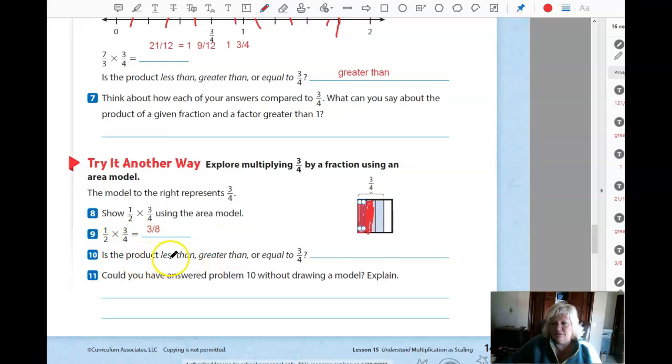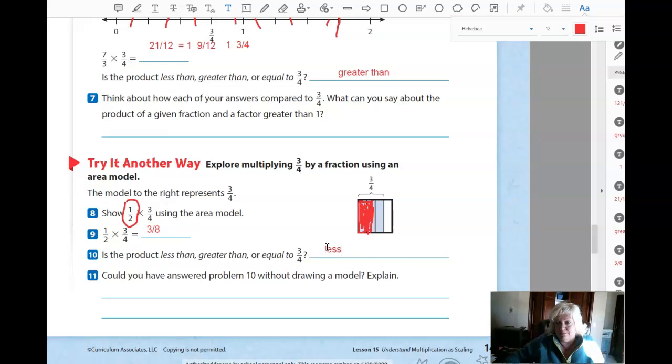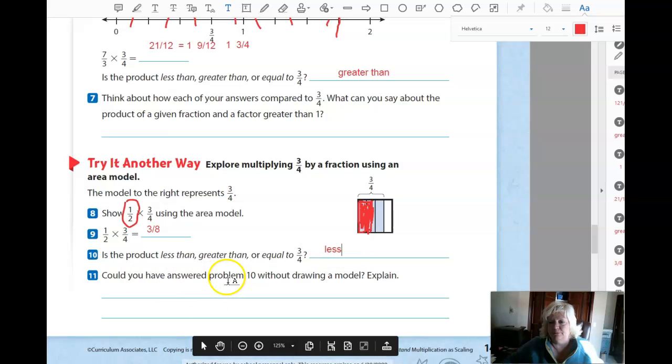Is the product greater than 3/4 or less? It's going to be less because this part, 1/2, is less than 1. So I know that our product is going to be less than the factor. Could you have answered problem number 10 without drawing a model? Hopefully at this point you're understanding that when we're doing a number that is less than 1, it's going to be less than the other factor. And if it's more than 1, it's going to be greater than.